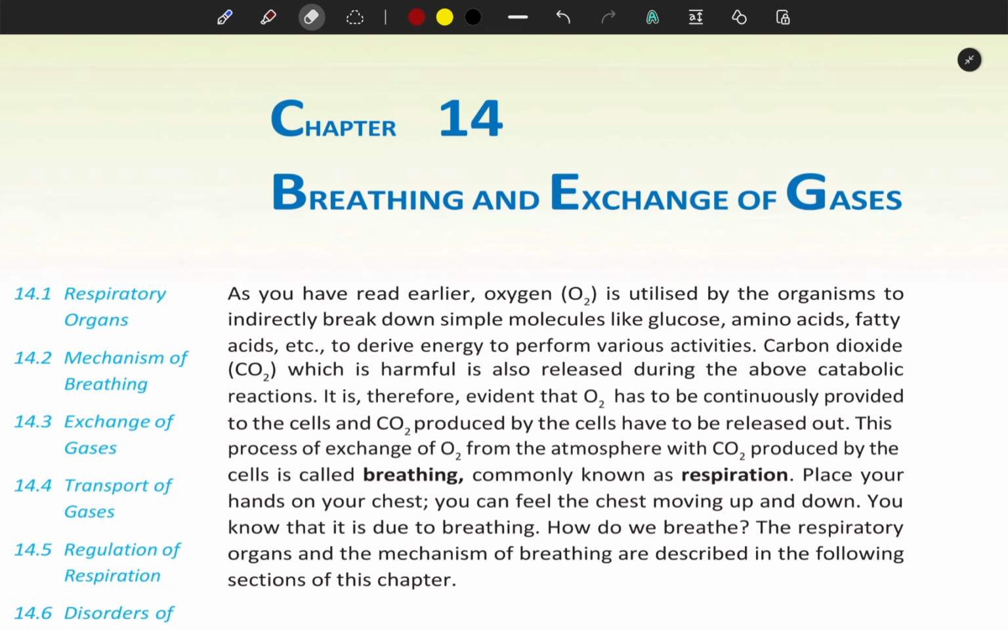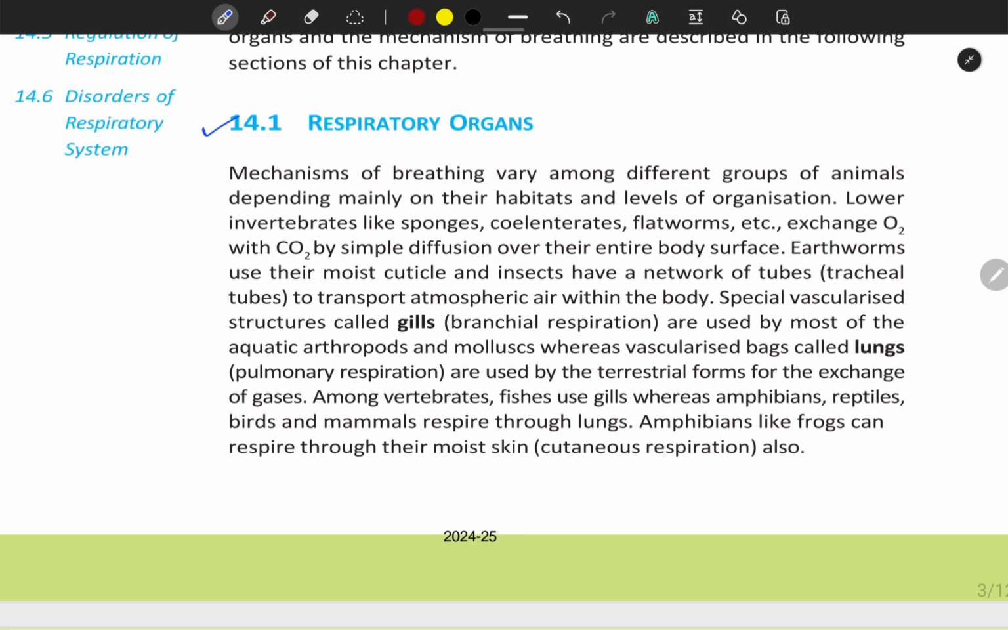This process of exchange of oxygen from the atmosphere with CO2 produced by the cells is called breathing, commonly known as respiration. Place your hands on your chest. You can feel the chest moving up and down. You know that it is due to breathing. How do we breathe? The respiratory organs and the mechanism of breathing are described in the following sections of this chapter.